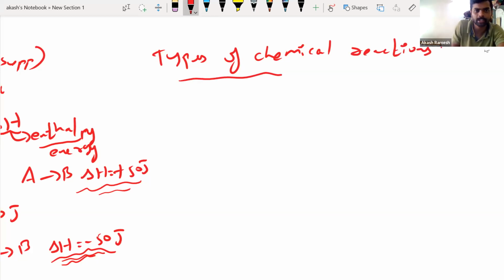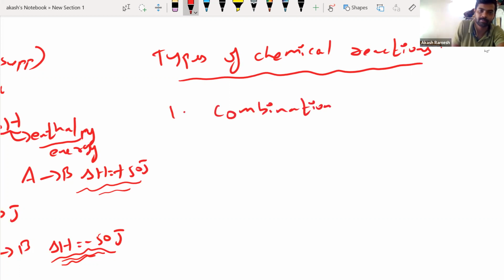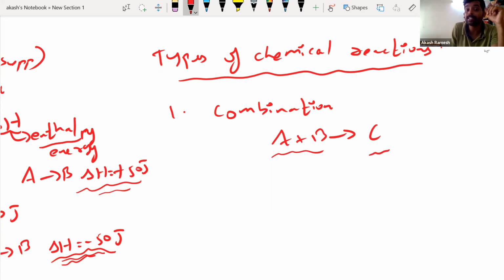We are going to the last part of the chapter, people. This last part talks about the different types of chemical reactions you have. Under this, the first one is called combination reactions. How do I represent it? From the name itself, you can understand that two things combine together to form another product. Say I write it like this: A plus B giving C. You see two things merging together to form one single product.